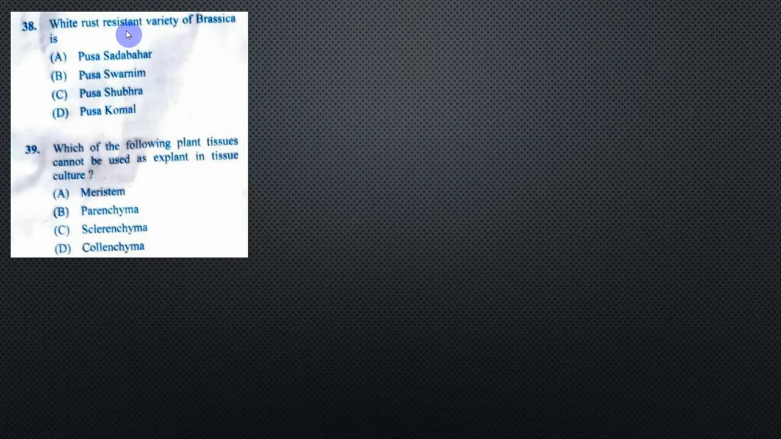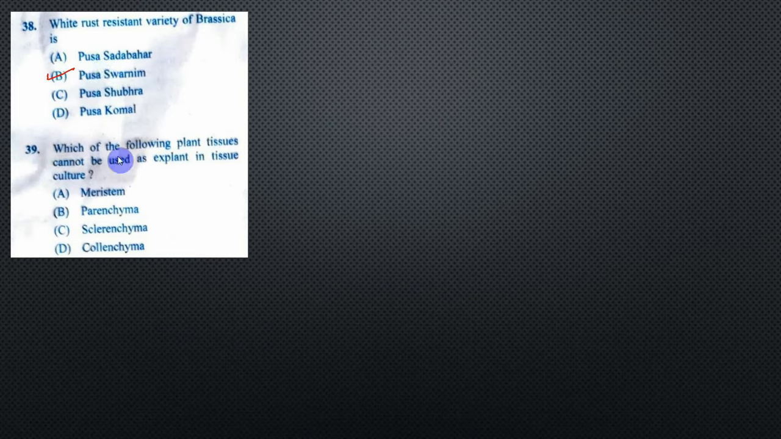Moving on, the white rust resistant variety of brassica is Pusa Sadabahar, Pusa Swarnim, Pusa Shubhra, Pusa Komal. So it's the Pusa Swarnim. It is basically the white rust resistant variety of the brassica.